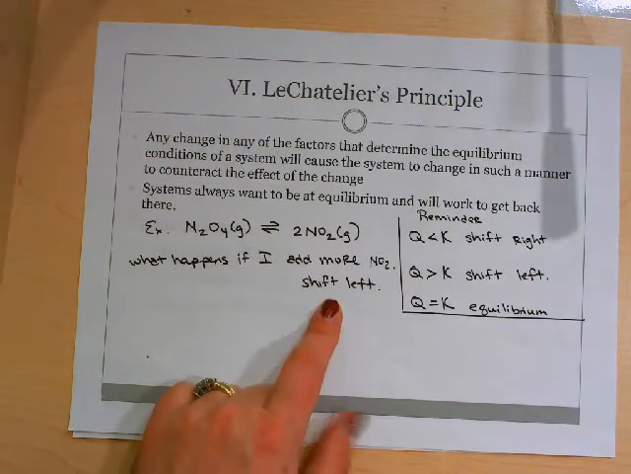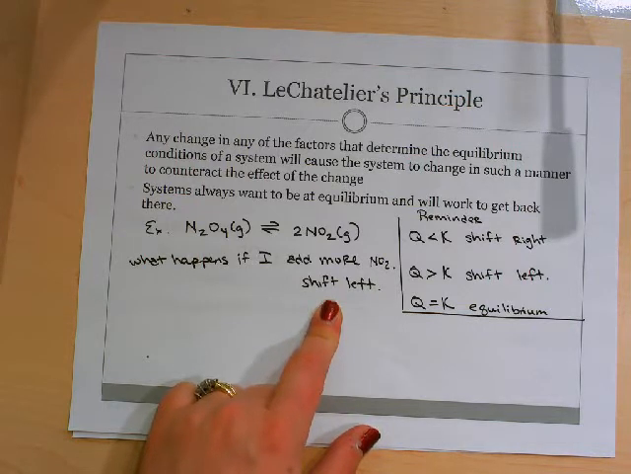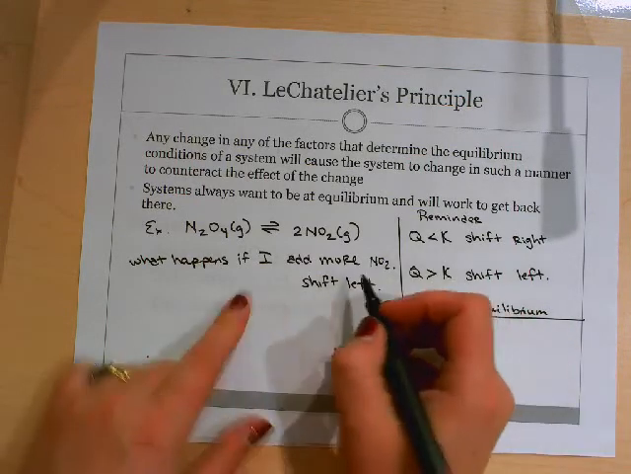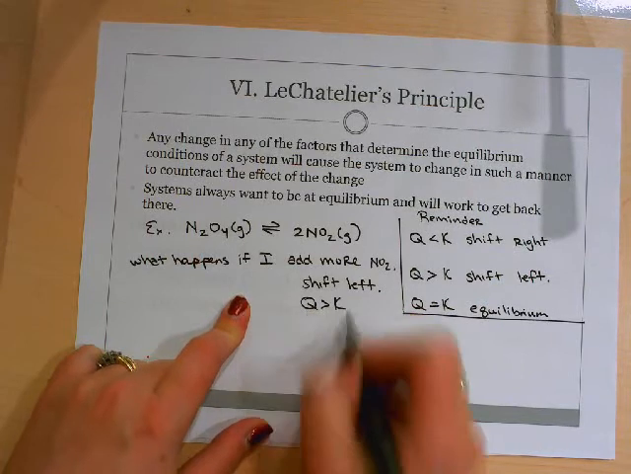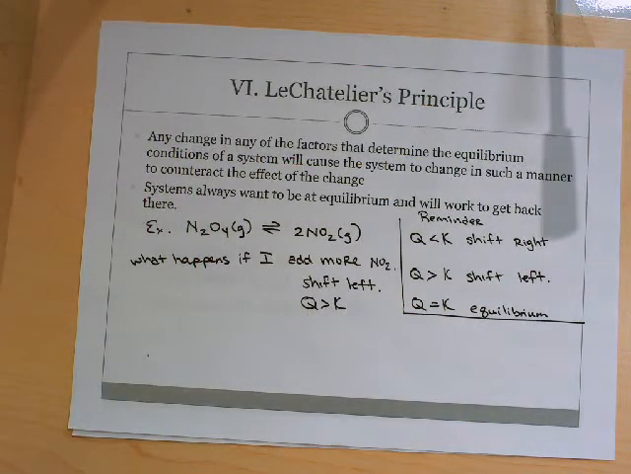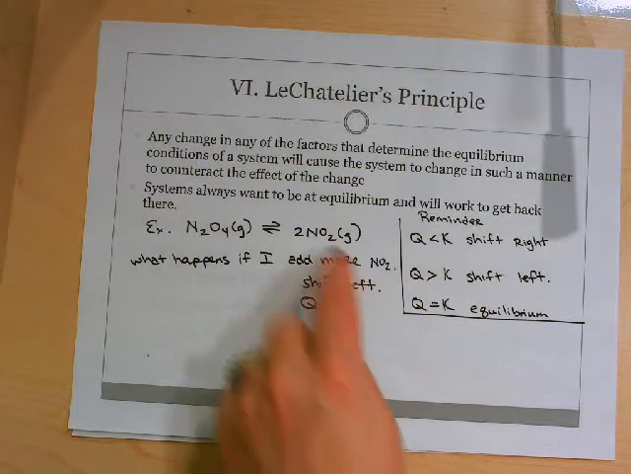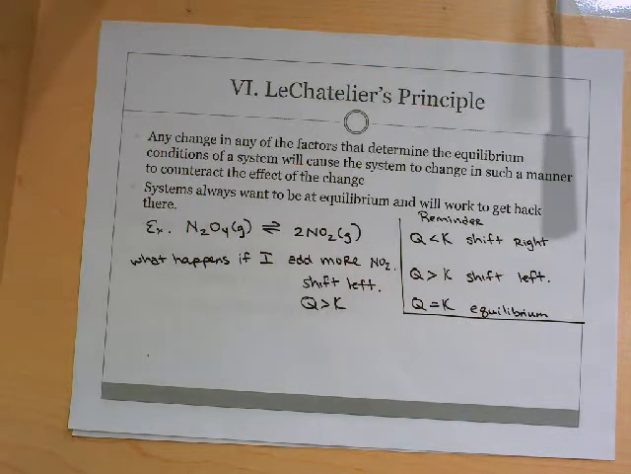What Q value would this be then compared to K? Q is now greater than K. So even though we don't know what K is or what Q is, we know that there's too many products. We must be at a point where Q is greater than K. We'll have to shift left, balance things back out.